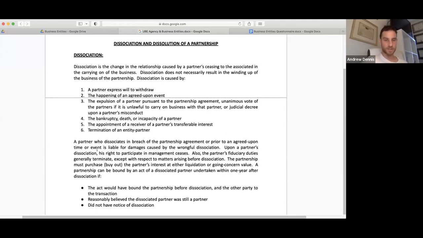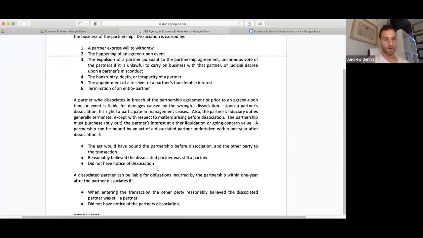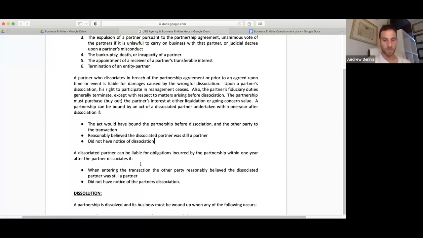Upon a partner's dissociation, his right to participate in management ceases. Also, the partner's fiduciary duties generally terminate, except with respect to matters arising before dissociation. The partnership must buy out the partner's interest at either liquidation value or going concern value. A partnership can be bound by an act of a dissociated partner undertaken within 1 year after dissociation, if the act would have bound the partnership before dissociation and the other party to the transaction reasonably believed the dissociated partner was still a partner and did not have notice of dissociation. So even if you're dissociated, you could still bind the partnership by your acts if the other party would think that you were still a partner. A dissociated partner can be liable for obligations incurred by the partnership within 1 year if, when entering the transaction, the other party reasonably believed the partner was still a partner and did not have notice of the dissociation.